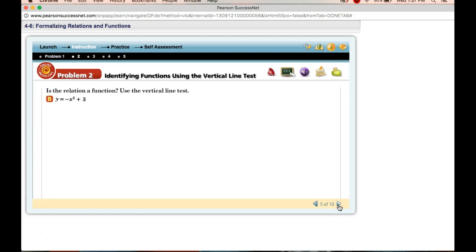Part B. Is the relation y equals -x squared plus 3 a function? Use the vertical line test. First, graph the relation. Use the vertical line test to test a couple of points.